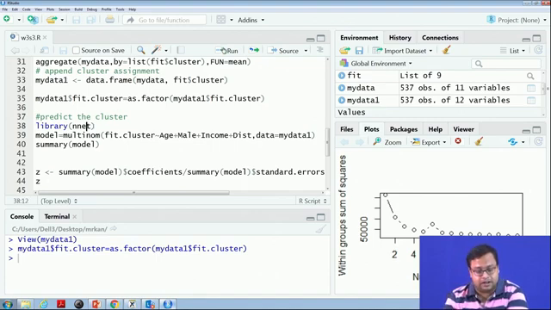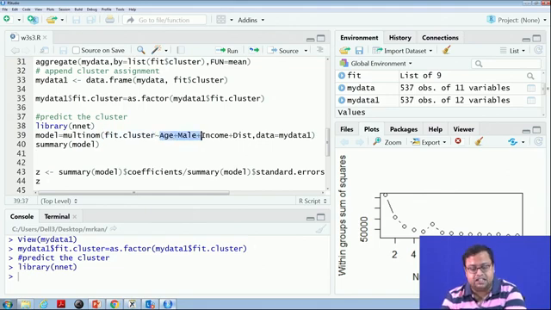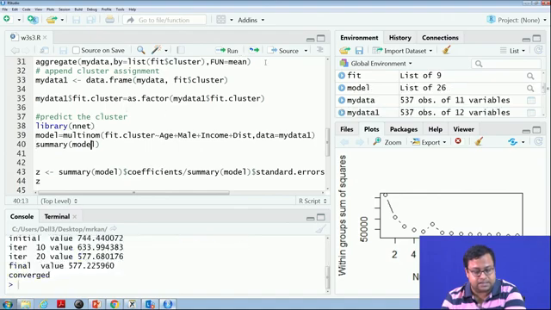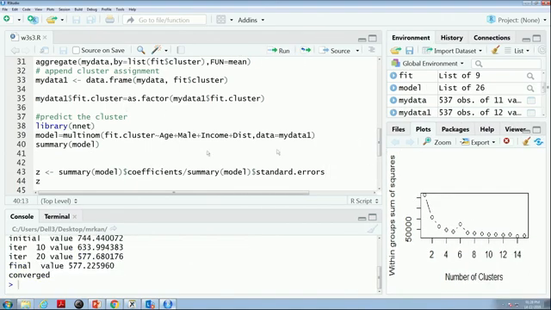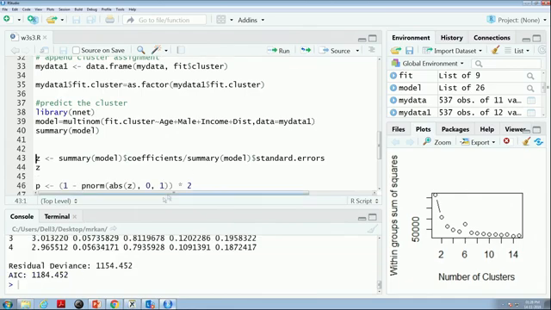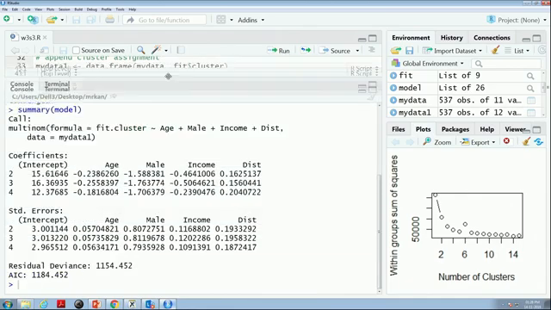For that I will require a library called nnet, and then I will call this model. So, I will run multinom instead of lm, that is the only difference. Then fit.cluster is my y variable, age, male, income and distance are my x variables, and data is equal to my data1. And if I just run this and see the summary of the model, I get this. So, in the summary of the model, what does it give me?